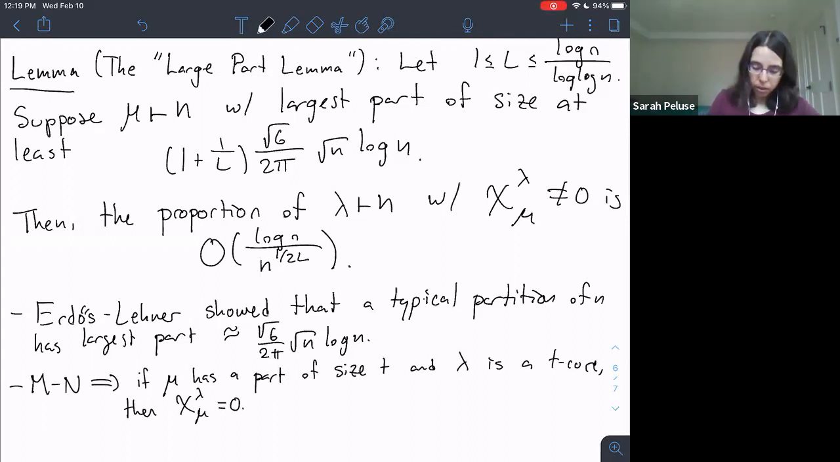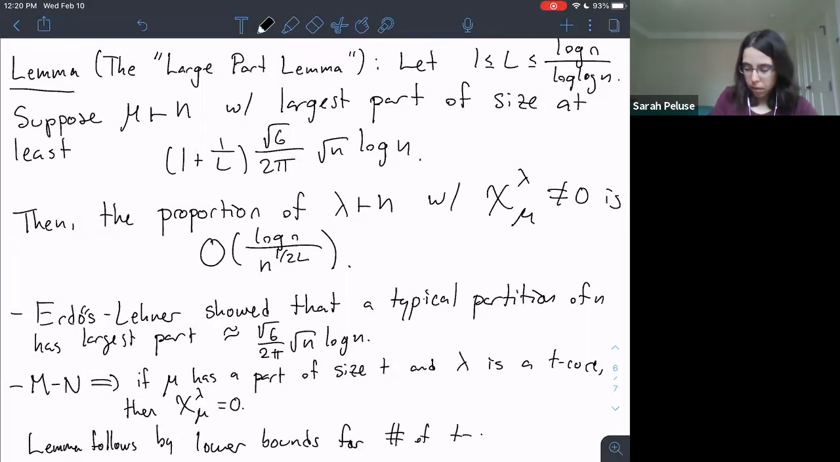The large part lemma then follows by just getting a lower bound for the number of t-core partitions when t is large, a bit larger than the expected largest part of a random partition. So this is the first key lemma.